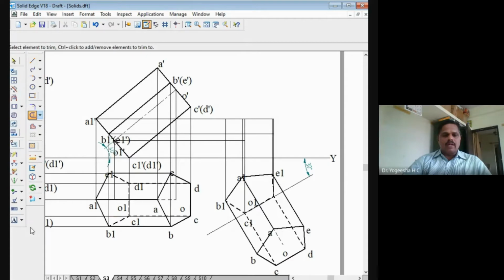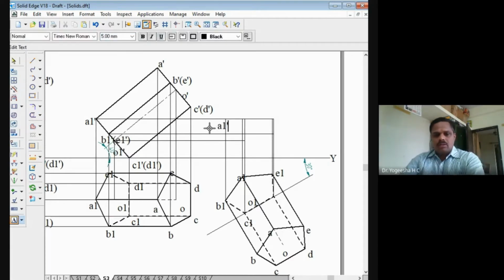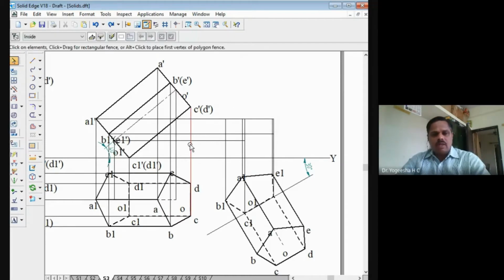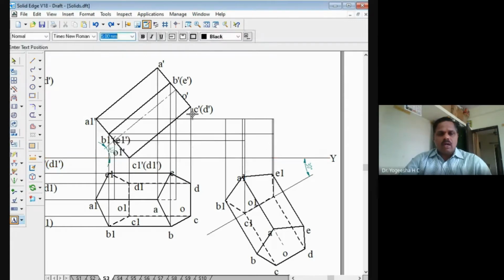So this is the point A1 dash. Projector line drawn from A1 and A1 dash, here it is A1 dash. Then projector line drawn from B1 and B1 dash. This is B1 dash. Then C1 dash. Then D1 dash will be here, and here is E1 dash. Mark them properly. So A1 dash, B1 dash, C1 dash, D1 dash, and E1 dash. Then even O1 dash also you can mark there.